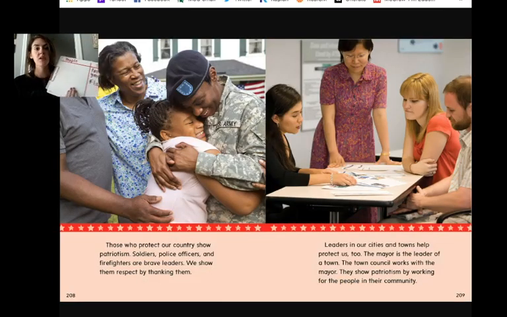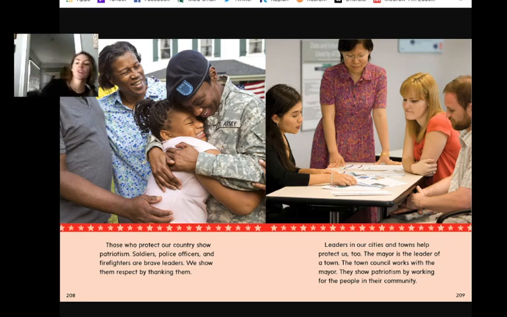Remember this page from yesterday? All right. On this page, it says, those who protect our country show patriotism. Soldiers, police officers, and firefighters are brave leaders. We show them respect by thanking them. On the opposite page, leaders in our cities and towns help protect us too. The mayor is the leader of a town. The town council works with the mayor. They show patriotism by working for the people in their community.